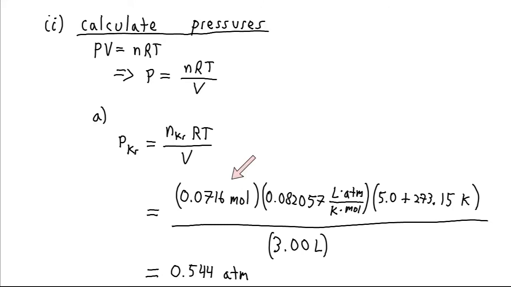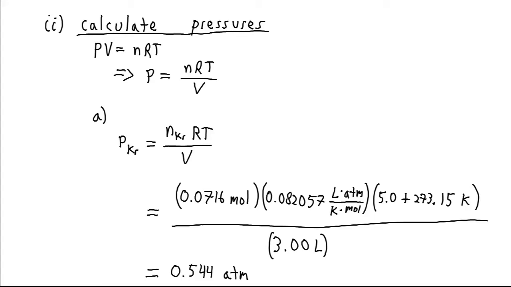So we plug in our 0.0716 moles for our moles of krypton. We use our ideal gas constant. We use our temperature. We need to convert that into kelvins, so add 273.15 to our 5 degrees Celsius. And our volume was 3 liters.